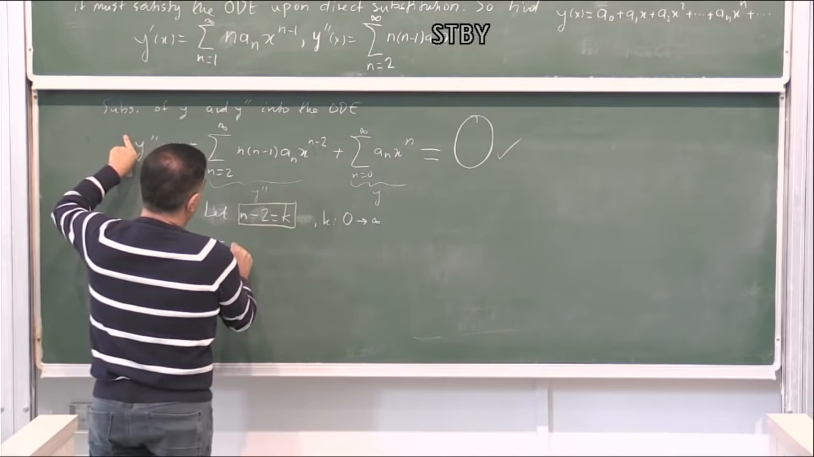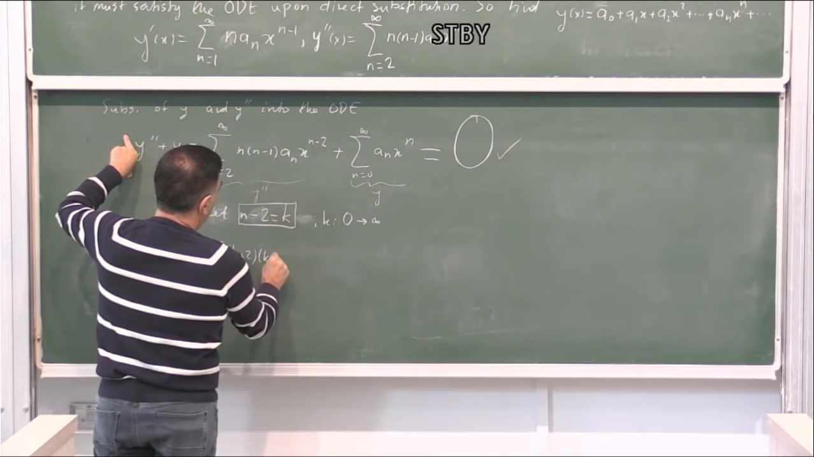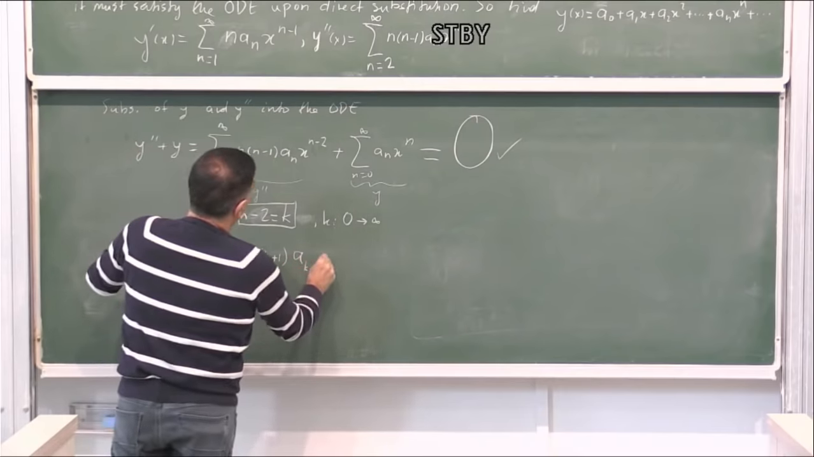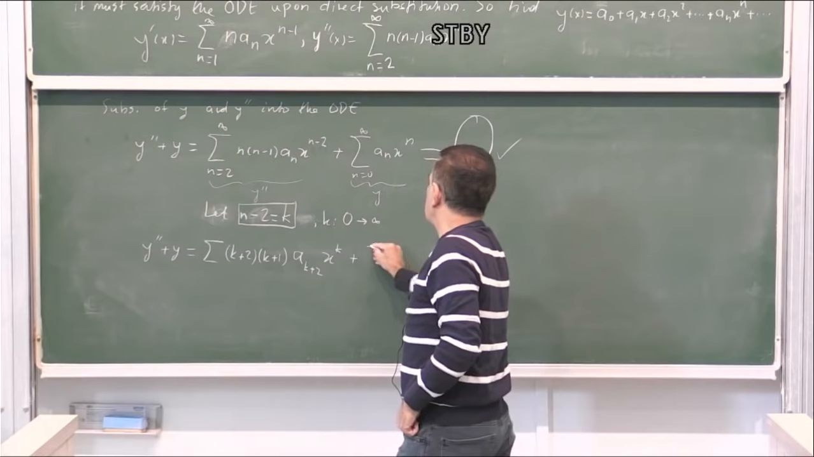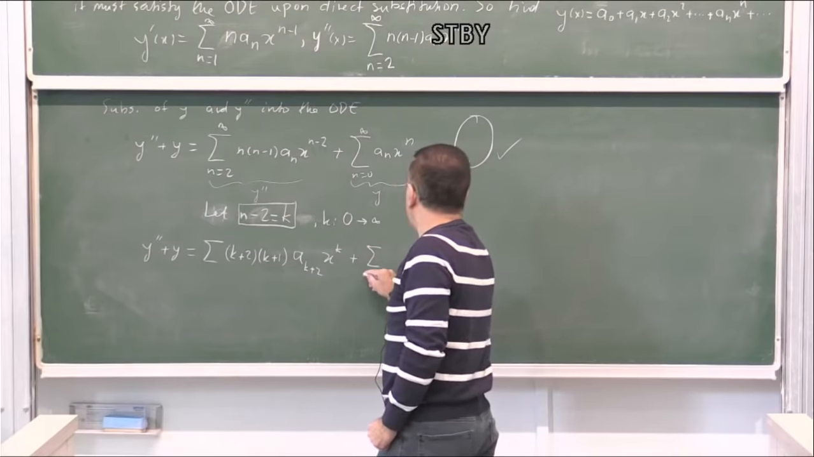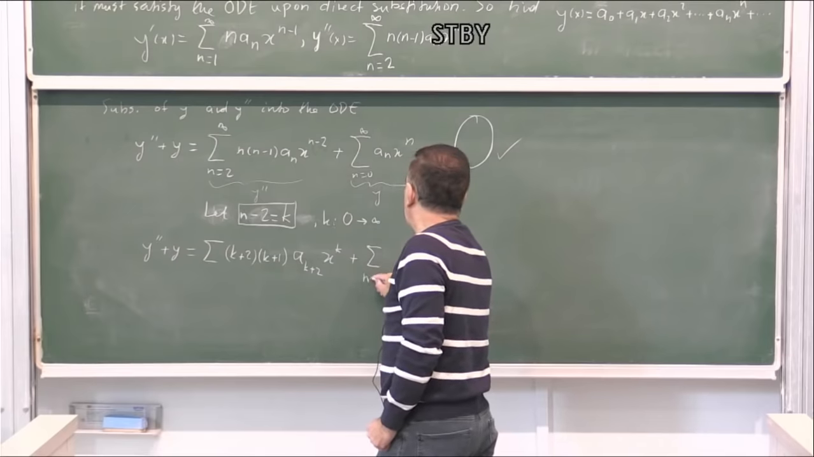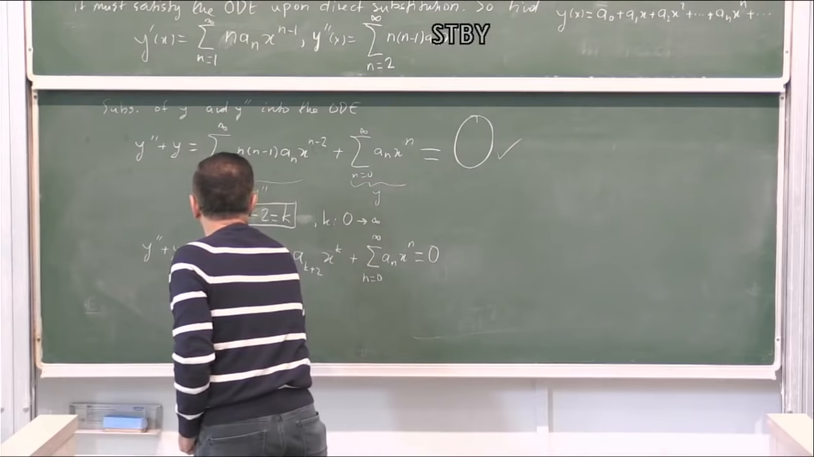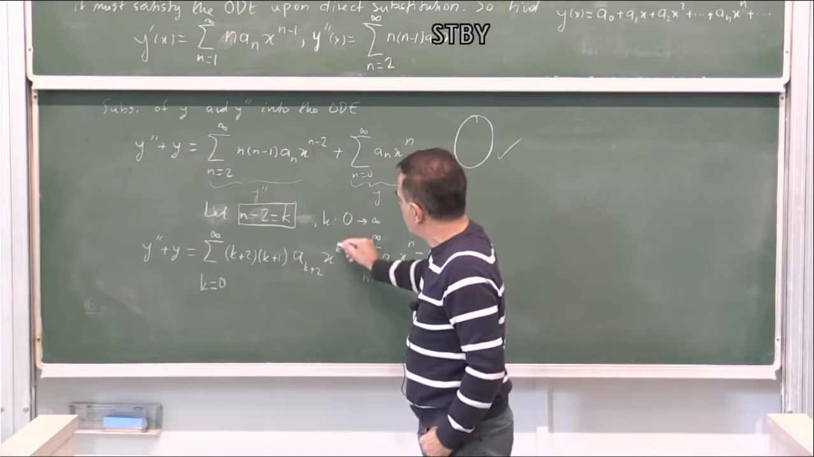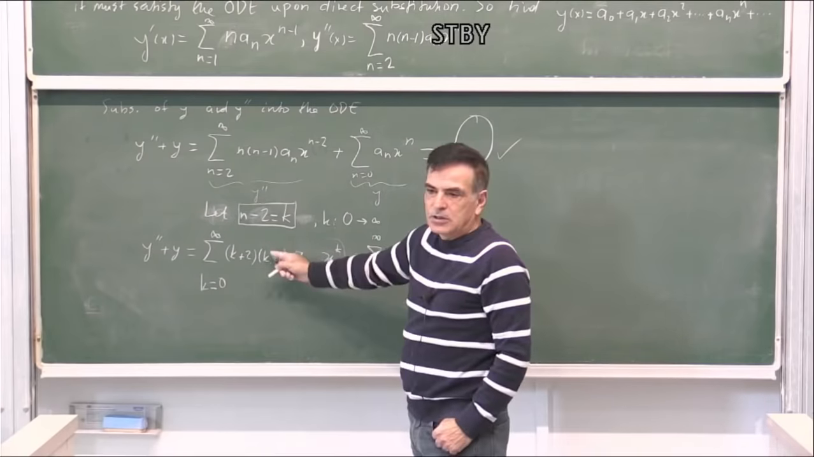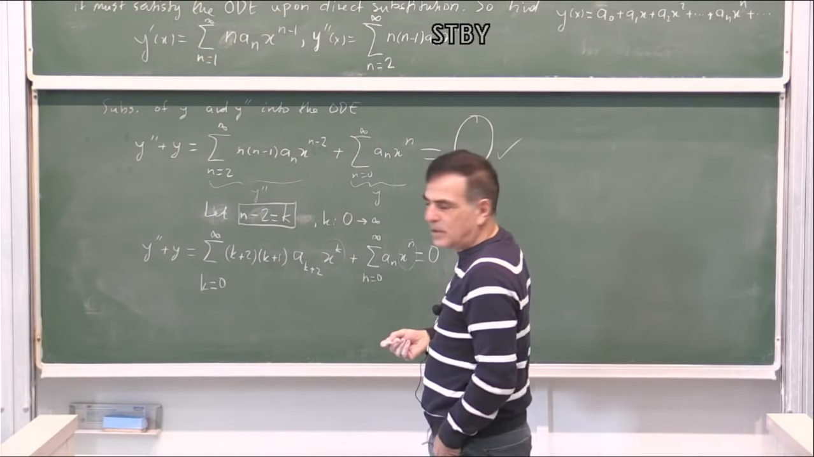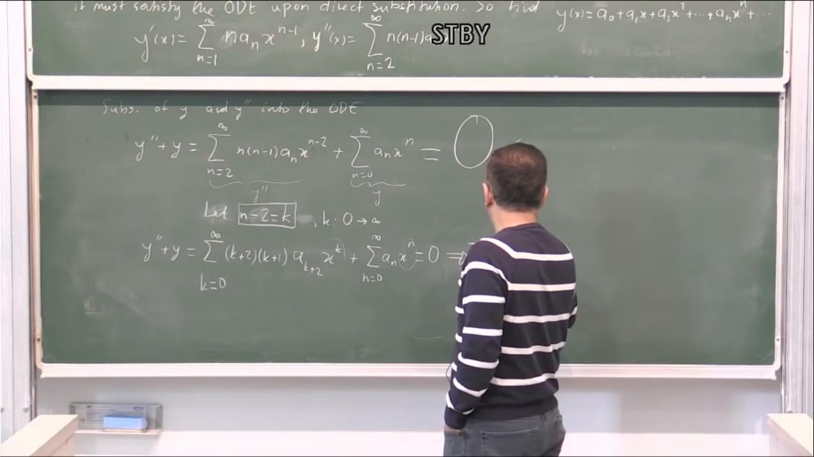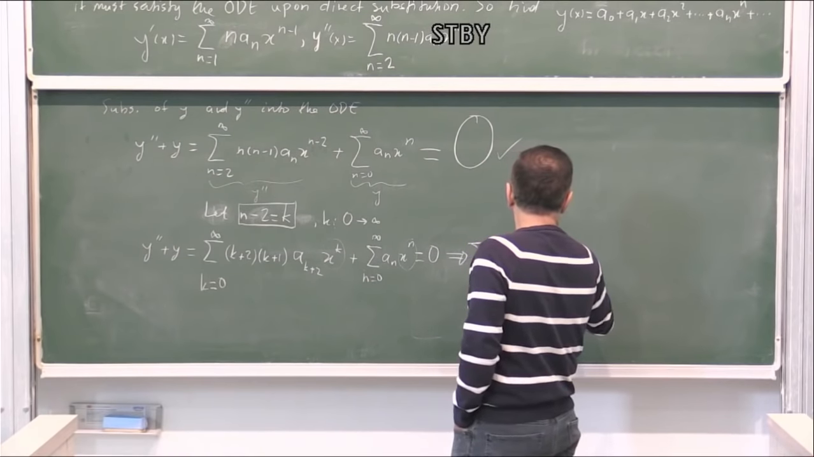So y double prime plus y, with this index shifting, can be written as the sum of k plus 2 times k plus 1 times a_(k+2) x to the power k, plus the series from n equals 0 to infinity of a_n x to the power n, which must be 0. Now k starts from 0 up to infinity, so the two power series have the same powers, x^k and x^n.